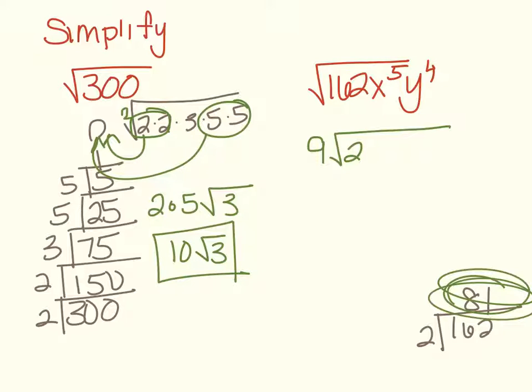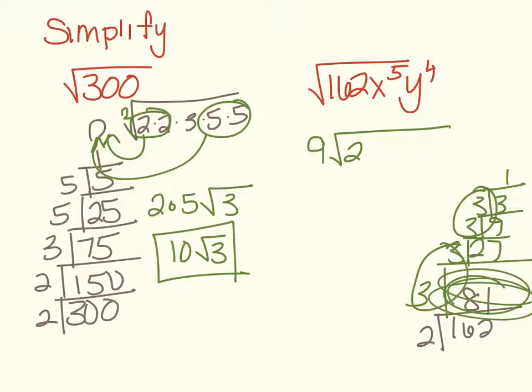If you're not comfortable doing that, then you can take out a 3. 81 divided by 3 is 27. Divided by 3 is 9. Divided by 3 is 3. Divided by 3 is 1. And I have a pair of 3's and a pair of 3's, and 3 times 3 is 9.